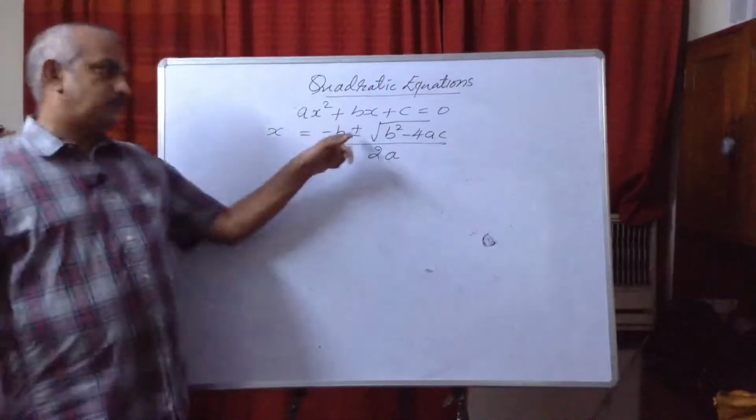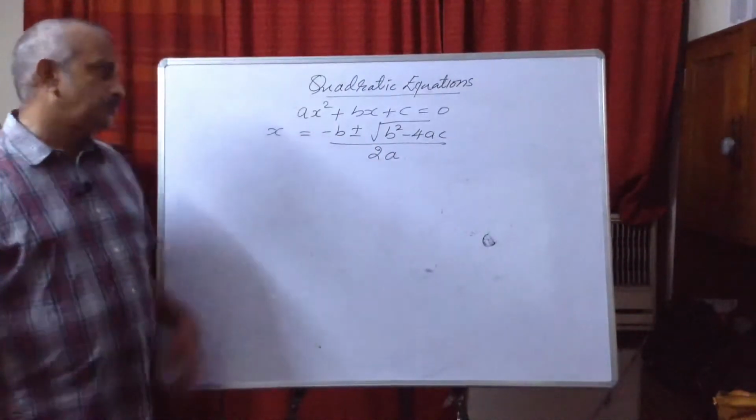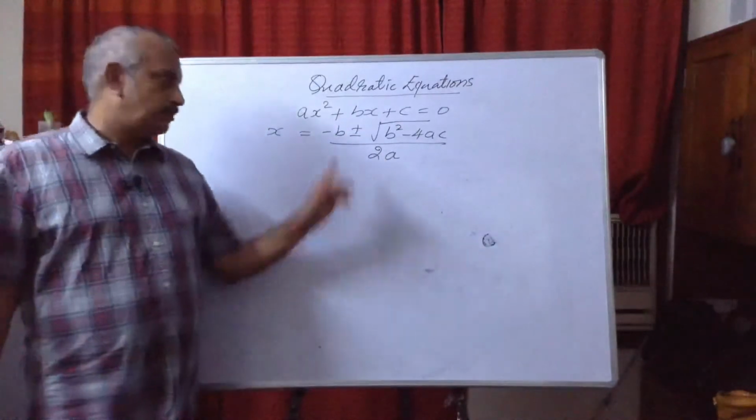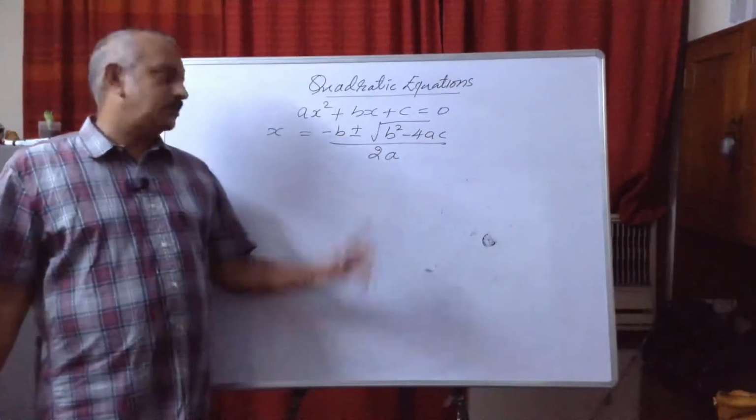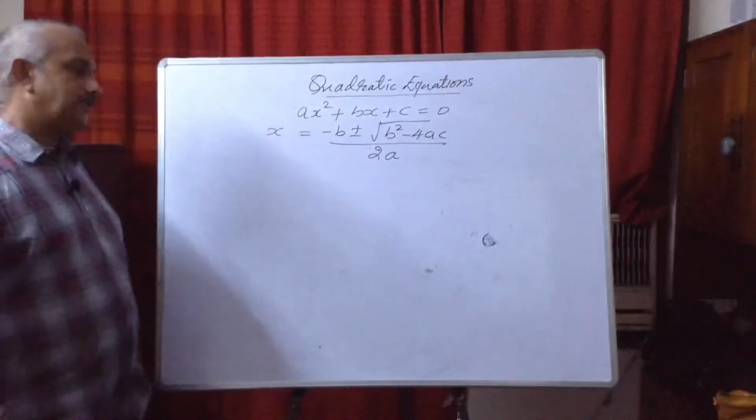Now here, plus or minus. So there are two roots. One, you put plus, you will get one answer, and the other one minus, then you will get the second answer.